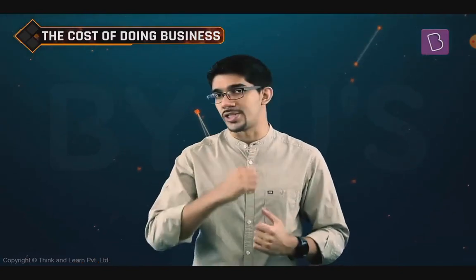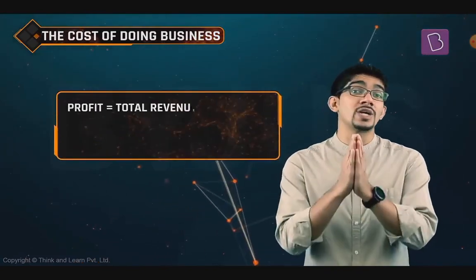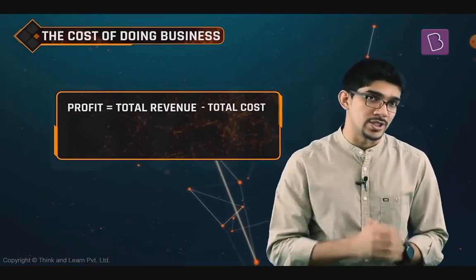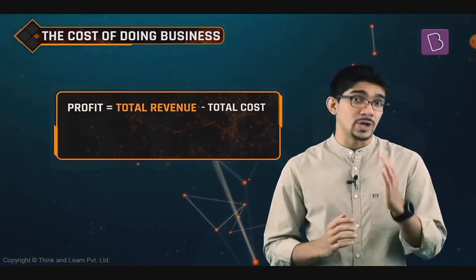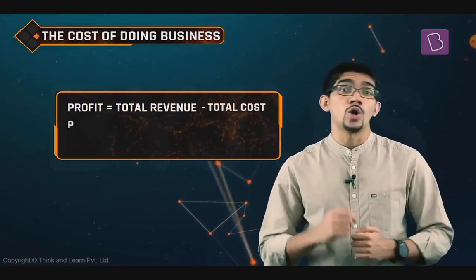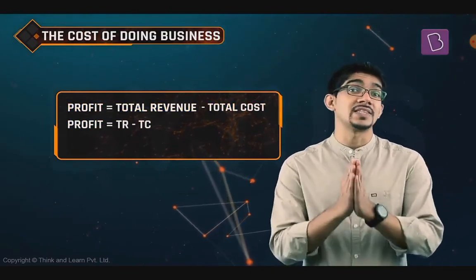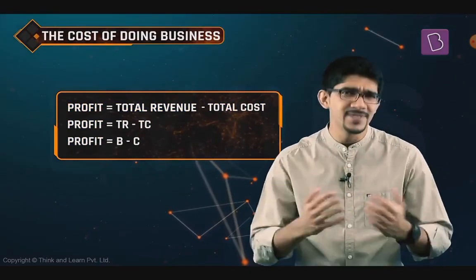Rohit gets to keep any revenue that is not needed to cover the costs. Profit is a firm's total revenue minus its total cost. So profit equals total revenue minus total cost, or TR minus TC, which is nothing but B minus C, right?